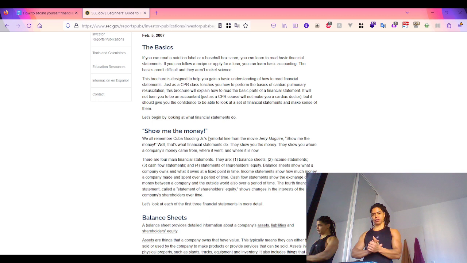So much like a CPA class teaches you how to perform basic cardiopulmonary resuscitation, in this section we're going to see how to read the basic parts of a financial statement, but that won't train me to be an accountant. So much like a CPA course won't train you to be a cardiac doctor, but it can give you some confidence. So when you're able to see a set of financial statements, you can make sense of them. After all, they show you the money, these financial statements.